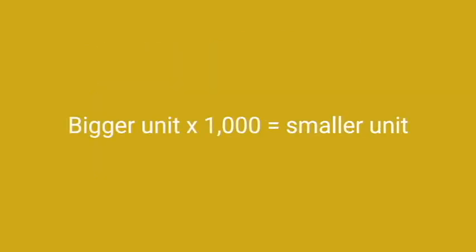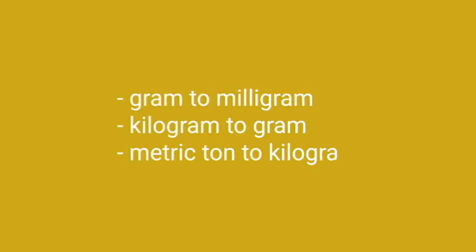For the following conversions, a quicker way to convert the bigger unit to the smaller unit is by simply multiplying the number of the bigger unit by 1,000. Gram to milligram, kilogram to gram, metric ton to kilogram.